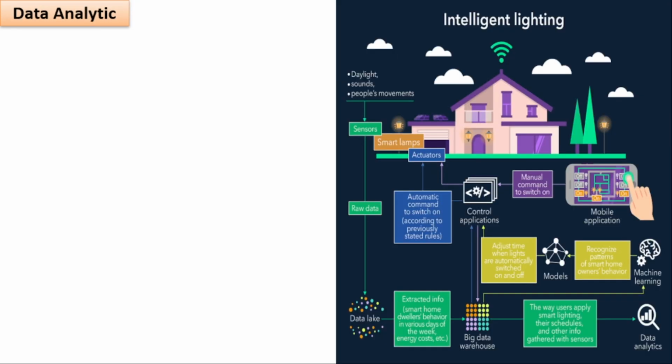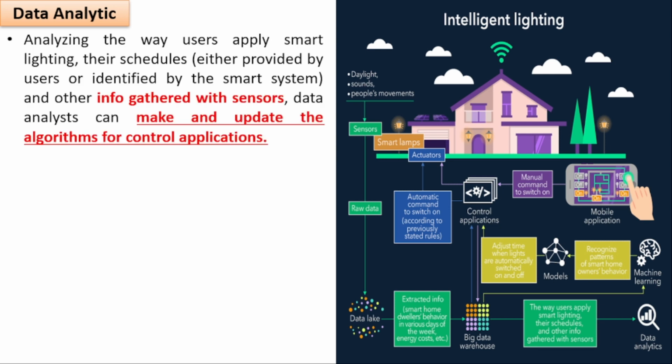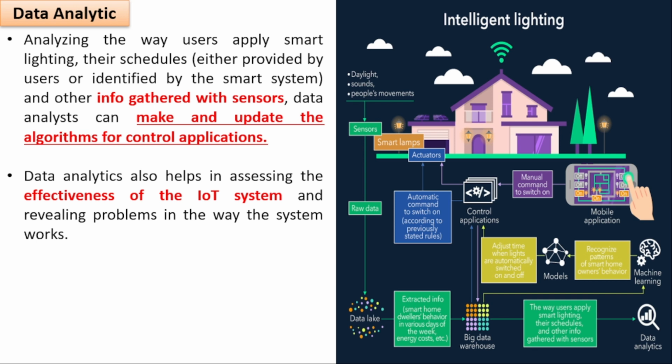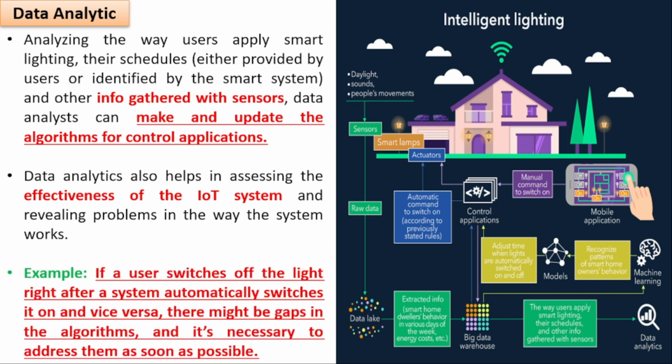By examining users' utilization of smart lighting, their schedules, either input by users or inferred by the smart system, and data collected through sensors, data analysts can develop and regularly refine algorithms for control applications. The utilization of data analytics also aids in evaluating the efficiency of the IoT system and uncovering potential operational issues. For instance, if a user manually turns off a light immediately after the system automatically activates it, or vice versa, it may highlight deficiencies in the algorithms that require prompt attention and rectification.